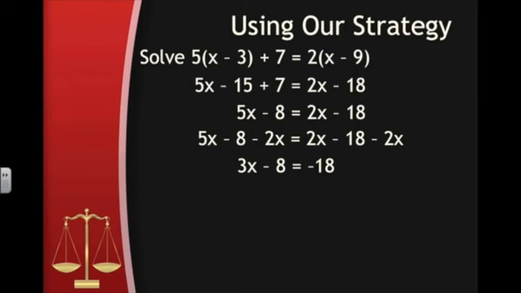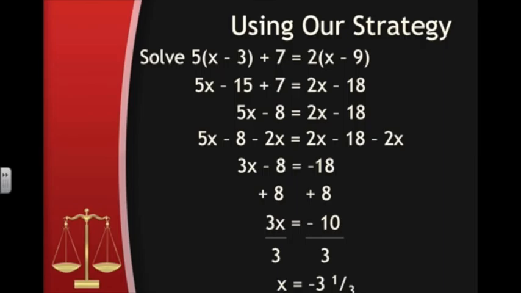For step 3, we need to undo the minus 8. So we add 8 to both sides of the equation to get 3x equals negative 10. Finally, we'll undo the multiplication and divide by 3 to get our final answer, x equals negative 3 1/3.